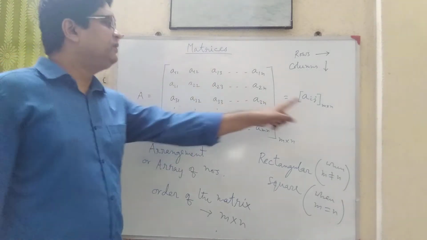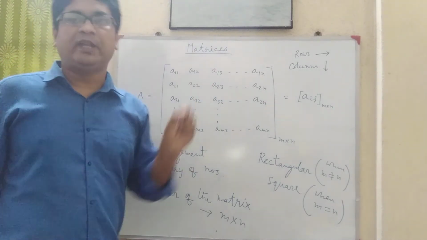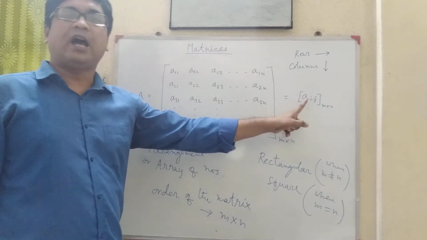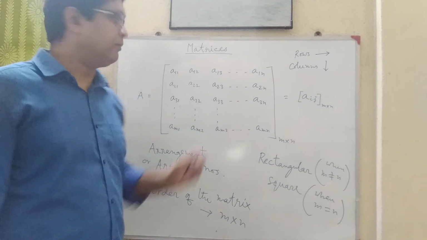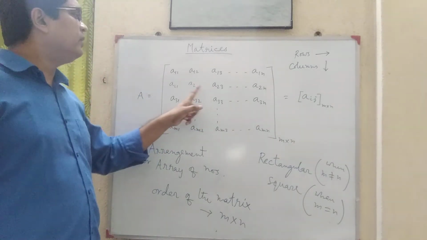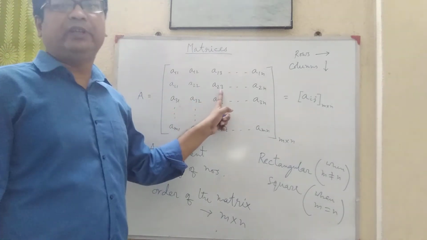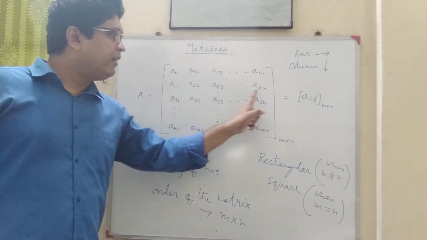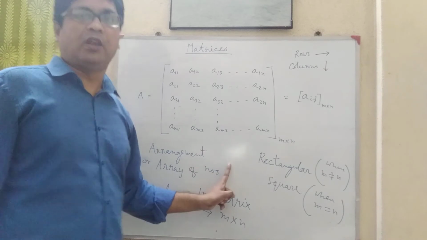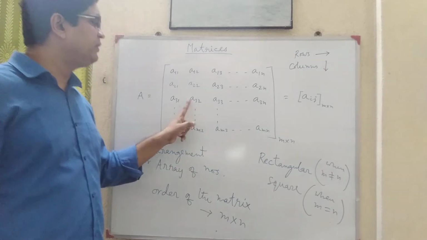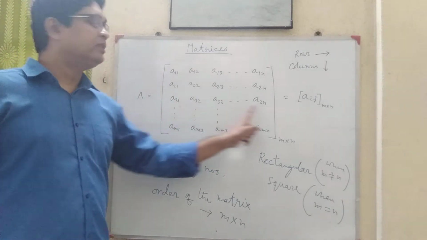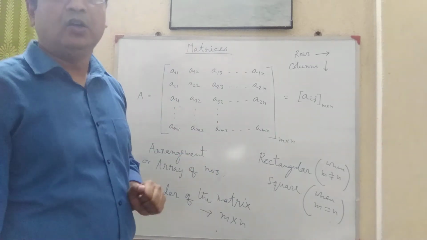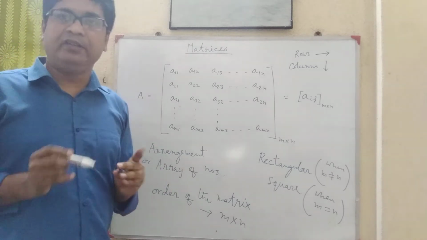So, what do these denote? These denote the position of the element in the matrix. That is, a_ij means the element in the ith row and jth column. Like suppose a23, that means a23 lies at the intersection of second row and third column. Similarly, a32 means it lies at the intersection of third row and second column. Okay, so this is the definition of a matrix.